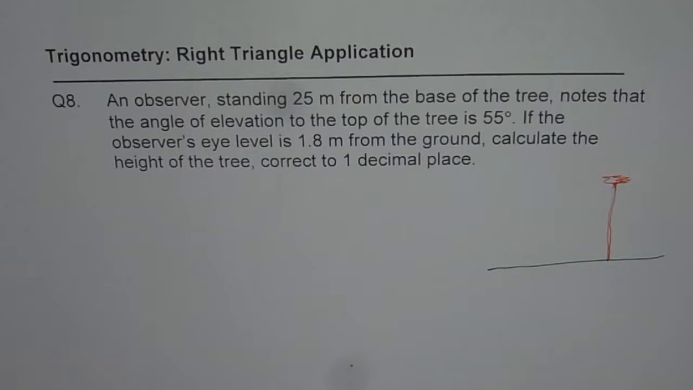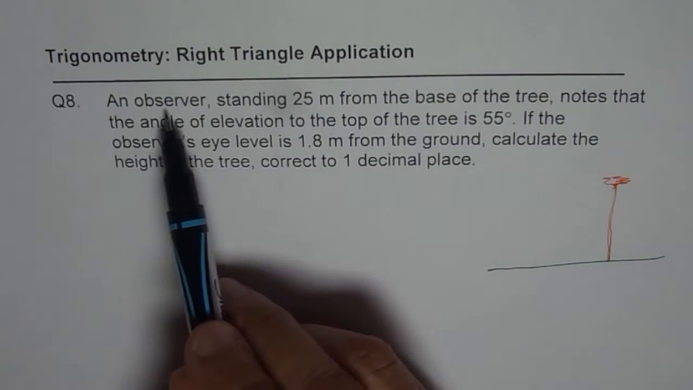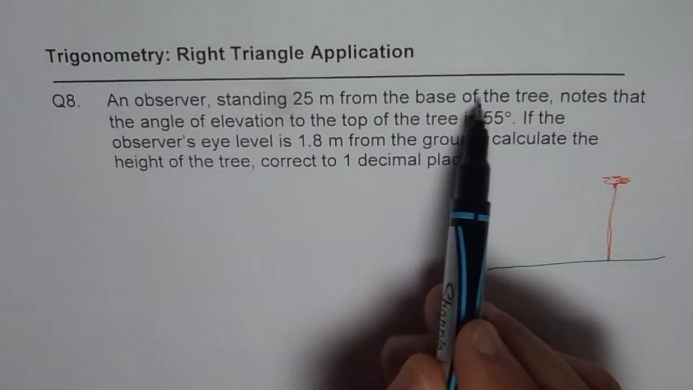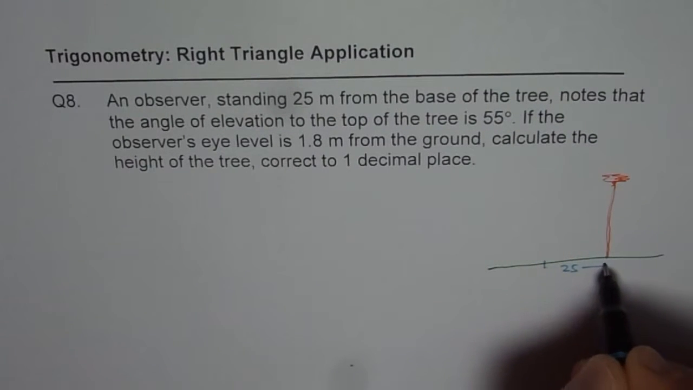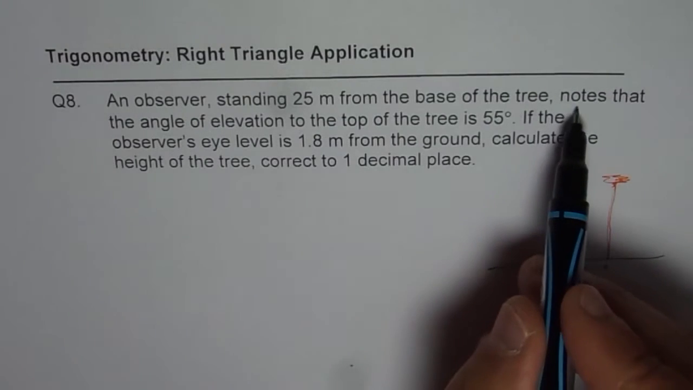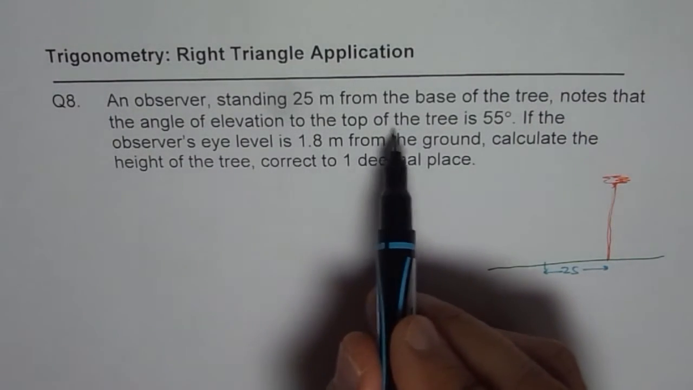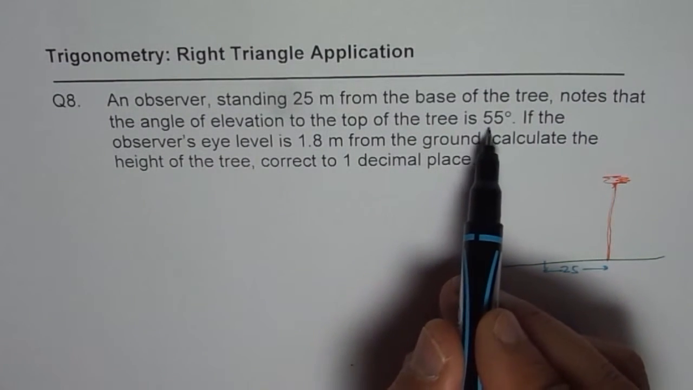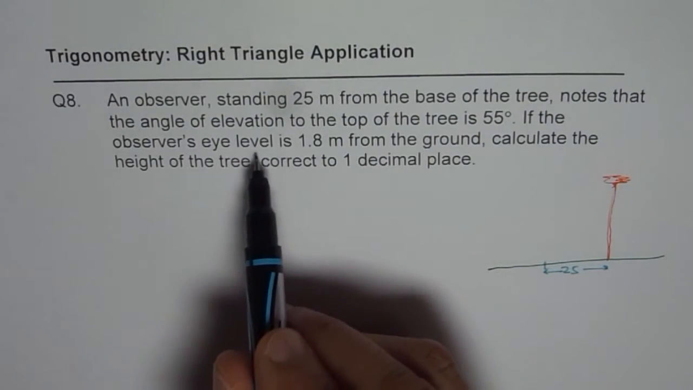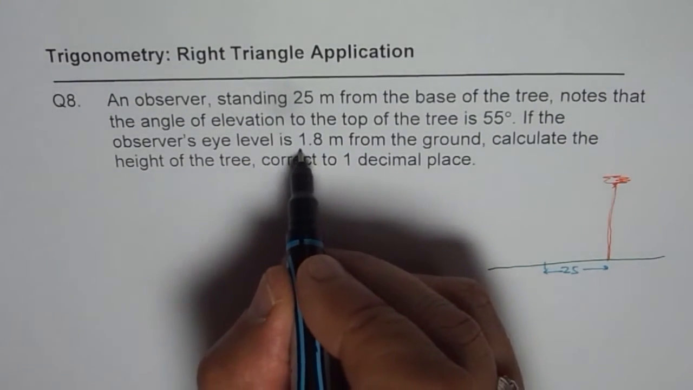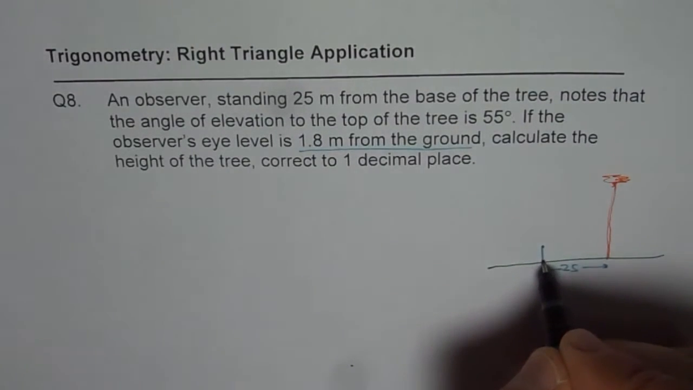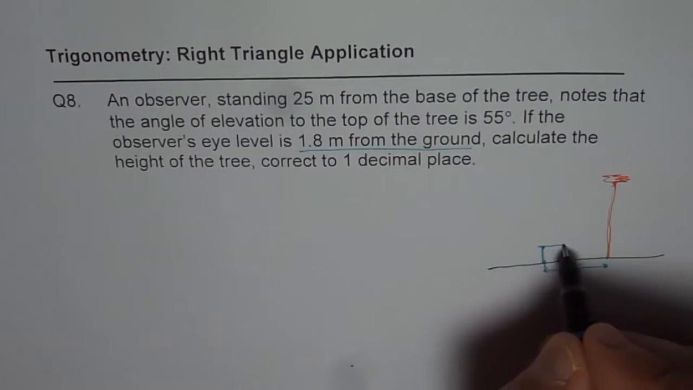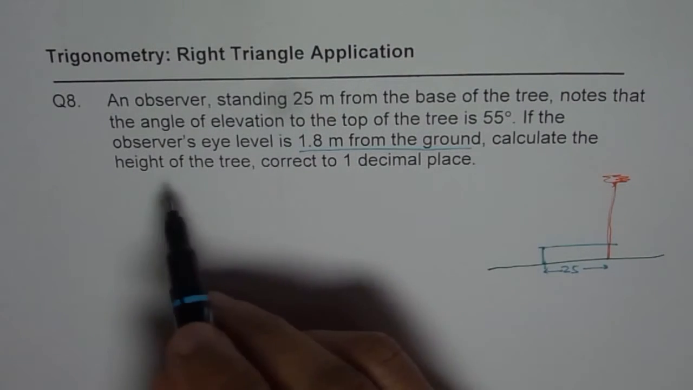Now the question is, let's read it once again. An observer standing 25 meters from the base of the tree. So somewhere here, let's say 25 meters. Notes that the angle of elevation to top of the tree is 55 degrees. If the observer's eye level is 1.8 meters from the ground, that is key. So that means observer is standing here, right? And this is 1.8 meters above the ground. Calculate the height of the tree.